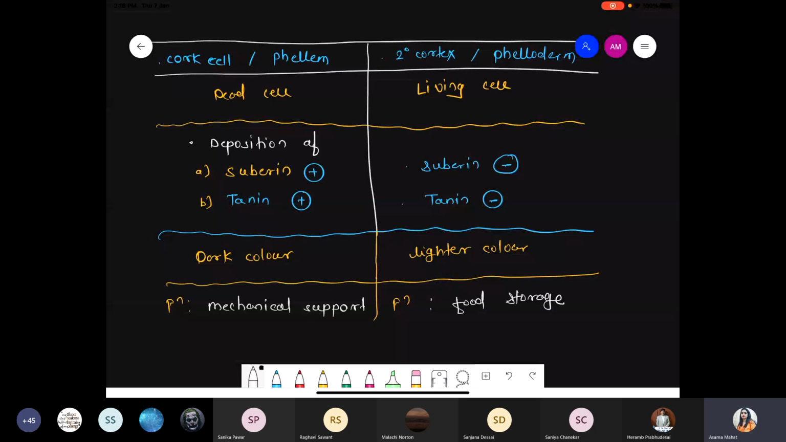Cork cambium cuts toward the outer side and forms cork cells, also called the phellum. Cork cambium cuts toward the inner side and forms the secondary cortex, also called the phelloderm. And exactly these are the differences between the cork cell and secondary cortex. Okay?